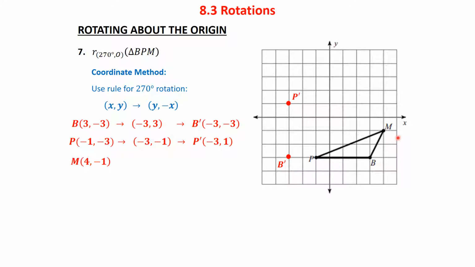My last point M, which is located over 4, down 1, so at the point (4, -1), I switch the position of the coordinates and multiply that 4 by a -1. There's a typo here. This should just be -1. Let me fix that right now. This should just be a -1. That gives -4, which puts me here at (-1, -4), and we connect our final triangle, and that figure is here at its image, B prime, P prime, M prime.